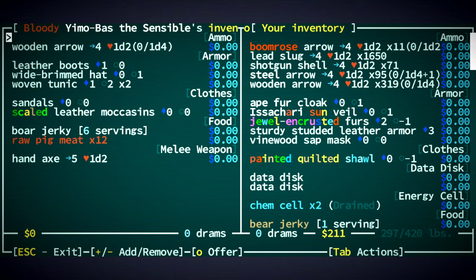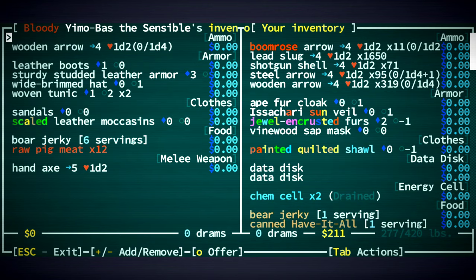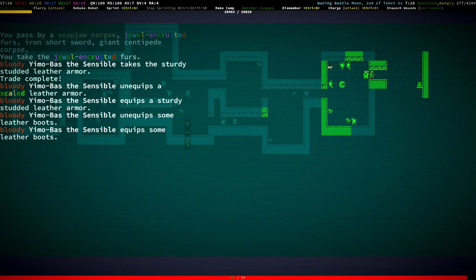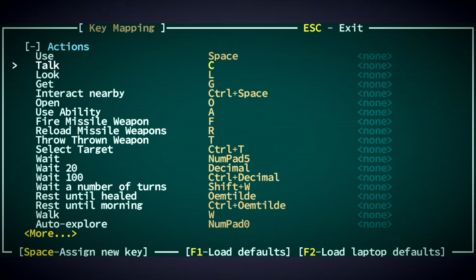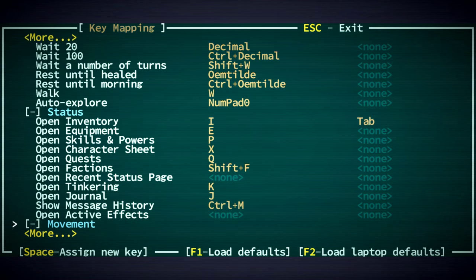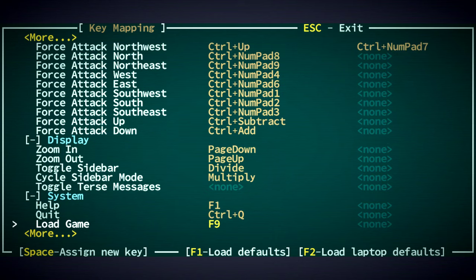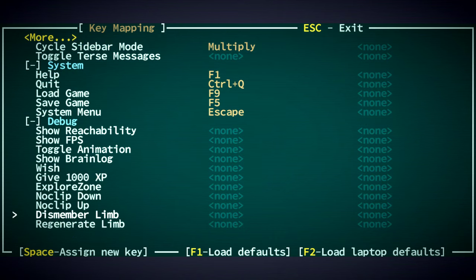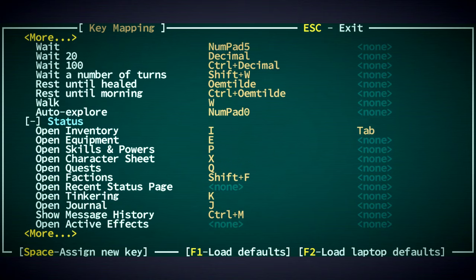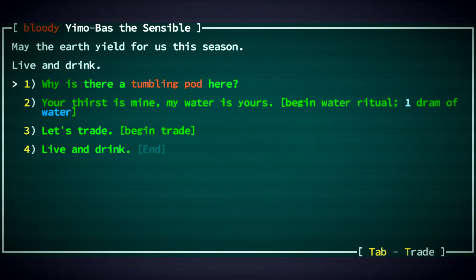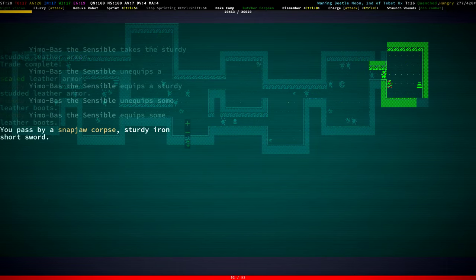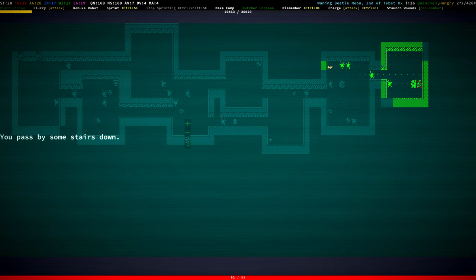Jewel-encrusted furs. Okay. All right, dude. Can we talk about your tactics? Take this. There's something we can do to change tactics, right? Something in the key mappings. Talk. Maybe not. Yeah, can't talk tactics at this point. All right, let's go down.